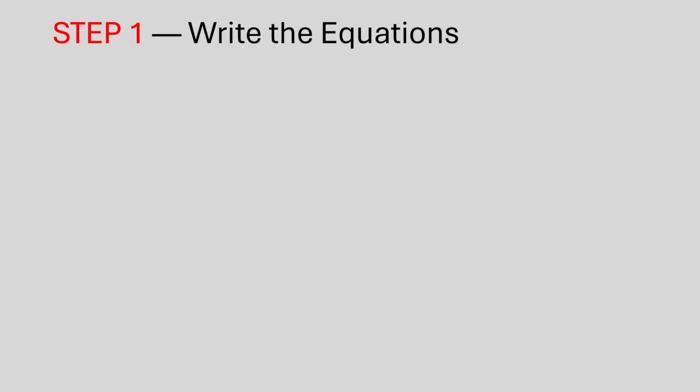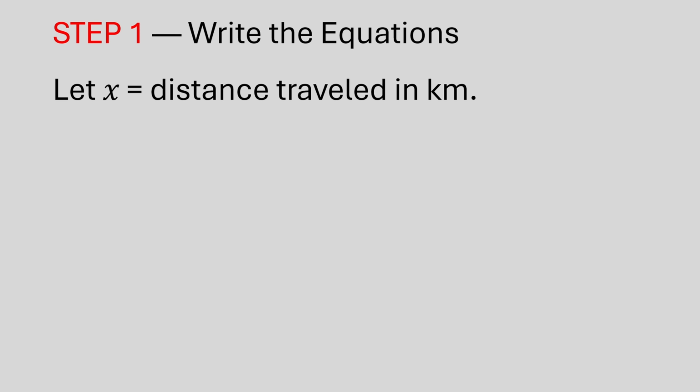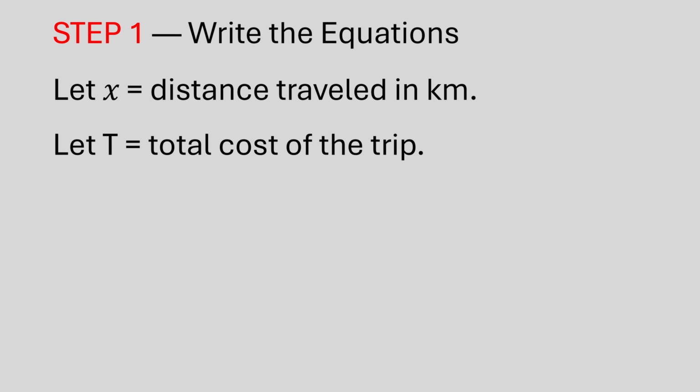Step 1. Write the equations. Let x equals distance traveled in kilometers. Let t equals total cost of the trip. Now we write the cost equations for each travel option.